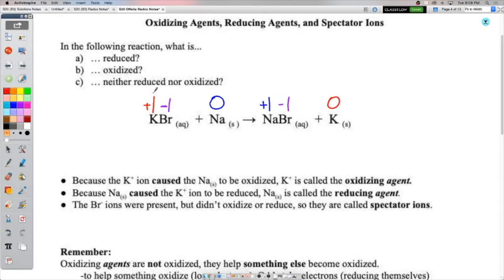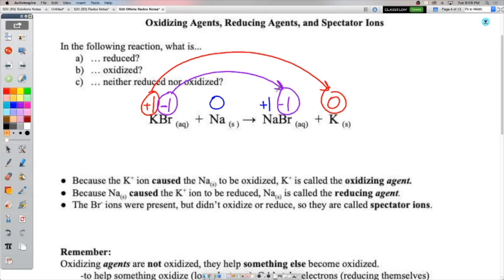Okay, so let's ask, what happened to you? What happened to you? And what happened to you? We'll draw our connecting pretty little rainbow here. Potassium went from +1 to 0. Bromine went from -1 to -1. Nothing super interesting there. And sodium went from 0 to +1. All right, so what does that mean? I'll give you a sec to think about it. Who was reduced, who was oxidized, and who was neither, who didn't do either thing?